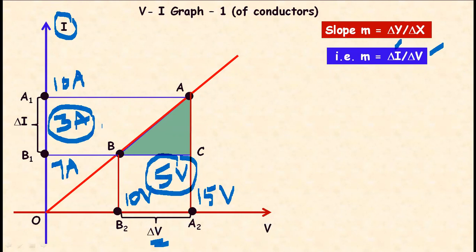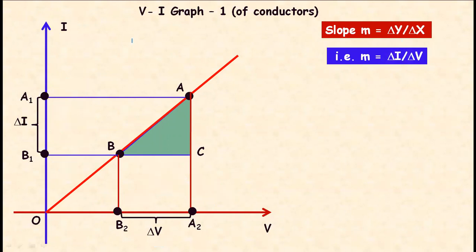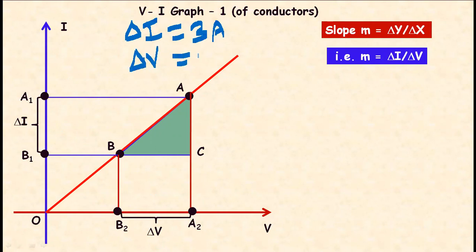Okay. Now let me rub off all the writings I have done. You just remember the values. Del I happens to be 3 ampere and del V happens to be 5 volt. Just remember those values. Okay. Let me put it over here. So del I was 3 ampere and del V was 5 volt. Okay. Just remember these two values. Now, if we look at the formula for slope that we have got, it is current divided by voltage.